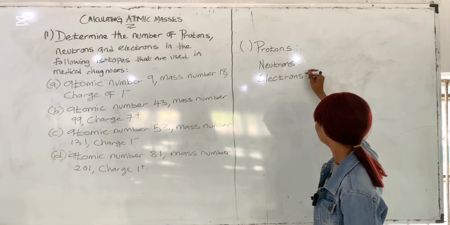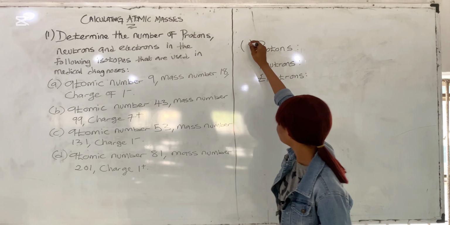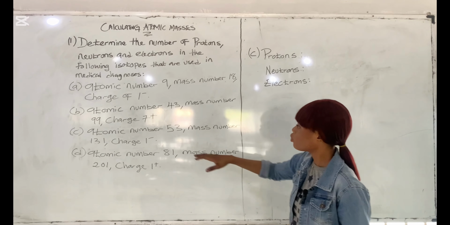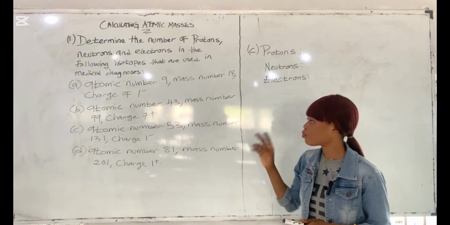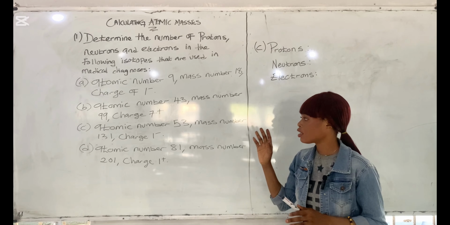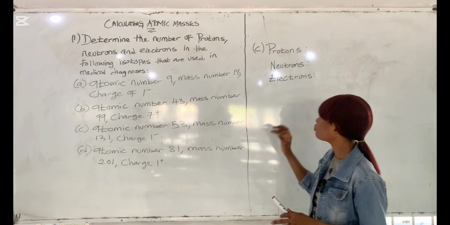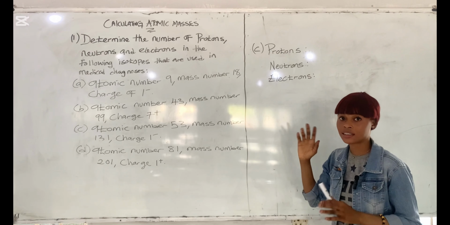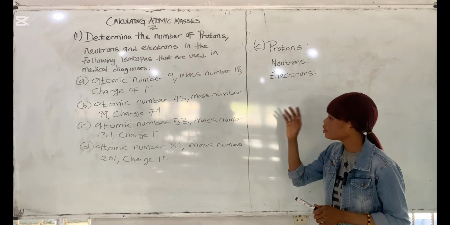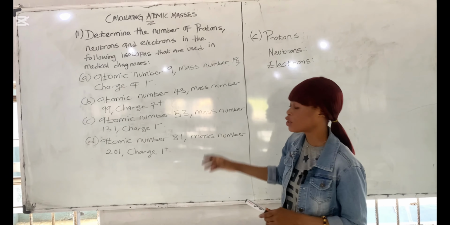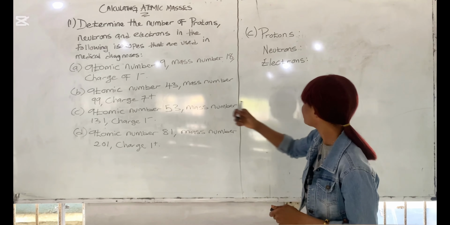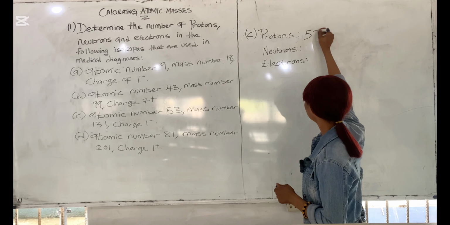So the same thing, number of protons, neutrons, and electrons for C. We have an element with an atomic number of 53, a mass number of 131, and a charge of -1. We are asked to find the number of protons, neutrons, and electrons. Like I said, the number of protons is equal to the atomic number. So this element has an atomic number of 53, which means the number of protons is also 53.